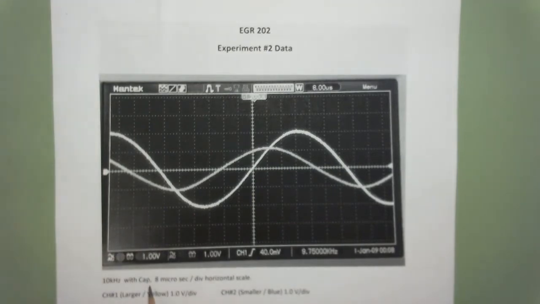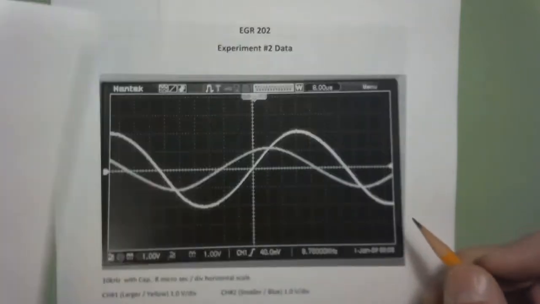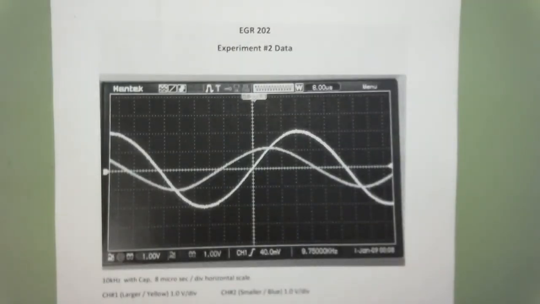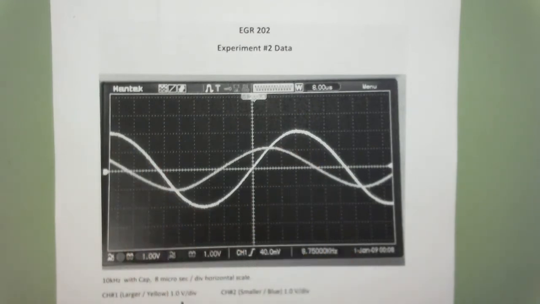So we are back here looking at this circuit right here. So we've got this circuit here with the capacitor. We're at 10 kilohertz, and we've got 8 microseconds, so that's 10 to the minus 6 seconds per division horizontally. And then channel 1, that's the larger yellow one, so that would be this one. That's 1 volt per division. And channel 2, you can see there's channel 1, there's channel 2. Channel 2 is a smaller one, but it's still 1 volt per division.